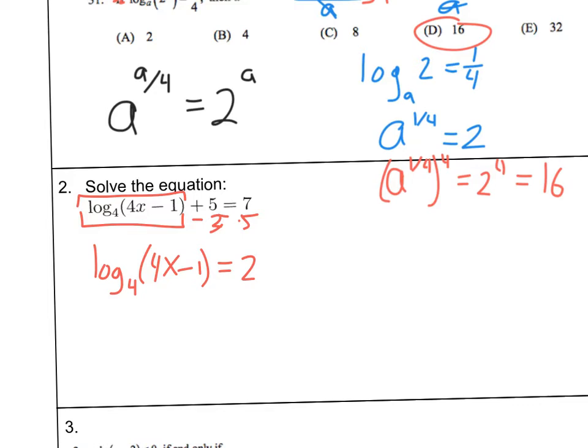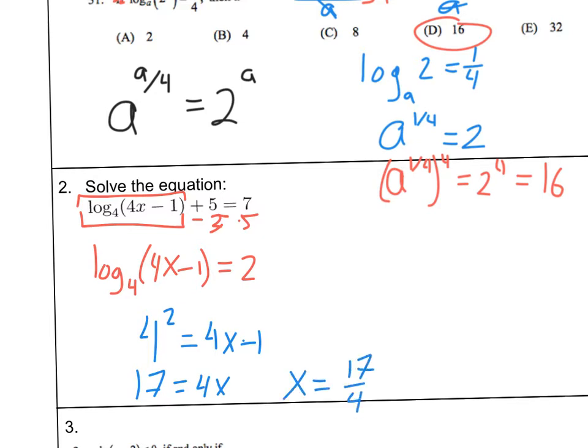I'm going to convert this to exponential form. So 4 squared is equal to 4x minus 1, which means that 17 is equal to 4x, and x is equal to 17 over 4.